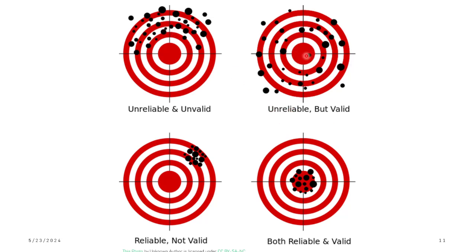So few of the dots are actually inside the bullseye's circle. It's valid, but it's very inconsistent and therefore unreliable. This one is very reliable. It produces very consistent results, but the question, or the intended aim, is actually not achieving what it is supposed to measure, right?